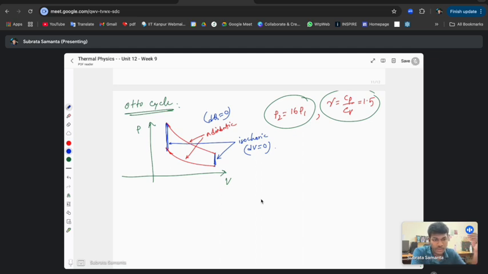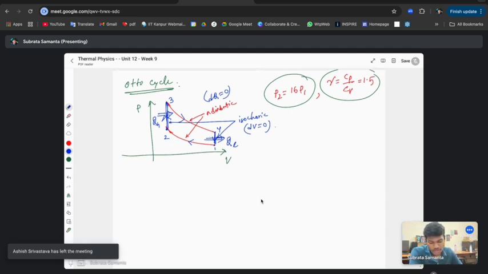Now, in which way does heat enter the engine? In the adiabatic there is no change in heat, so the only possibility is that in this direction the heat enters, and in this direction the heat is rejected. So this is QL, heat rejected, and heat entering is QH. We mark these as 1, 2, this is 3, and this is 4. So this is a cycle, and that is the Otto cycle. It contains two adiabatic and two isochoric processes.